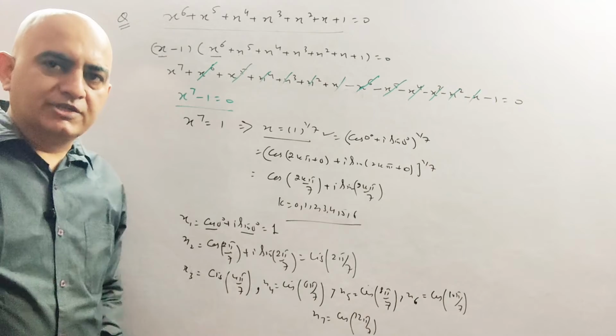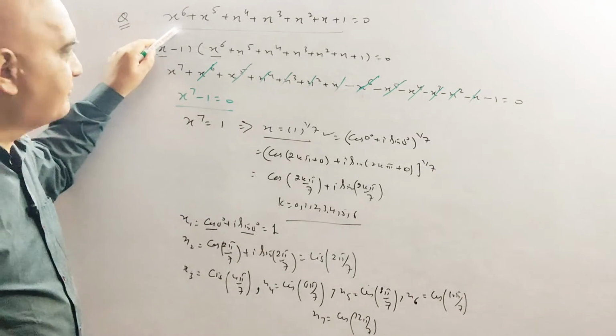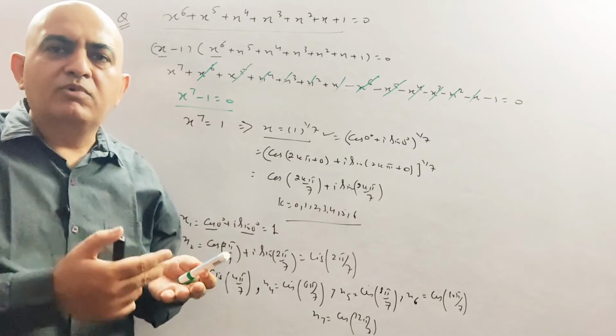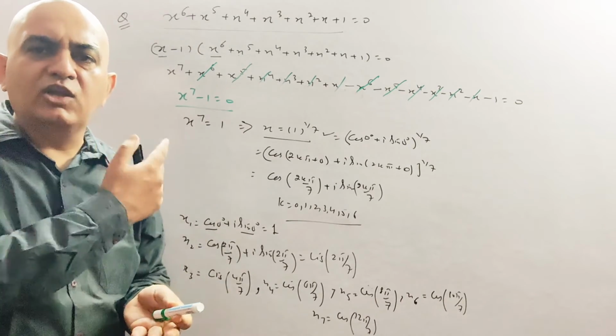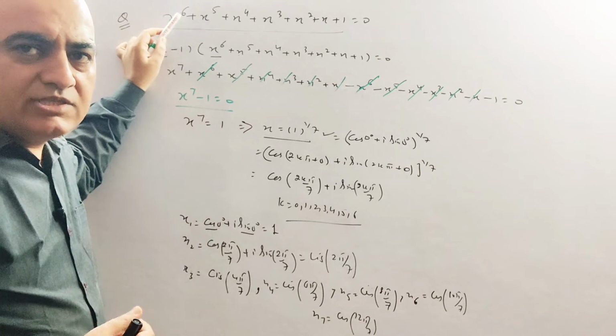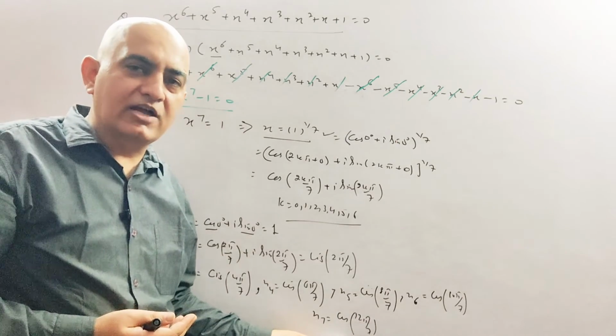What was our equation? It has degree 6, right? So if this equation has degree 6, it must have 6 roots only. The number of roots cannot exceed the degree of the polynomial. Therefore, how many roots should there be? There should be 6 roots. But here, there are 7 roots. So what will you do?